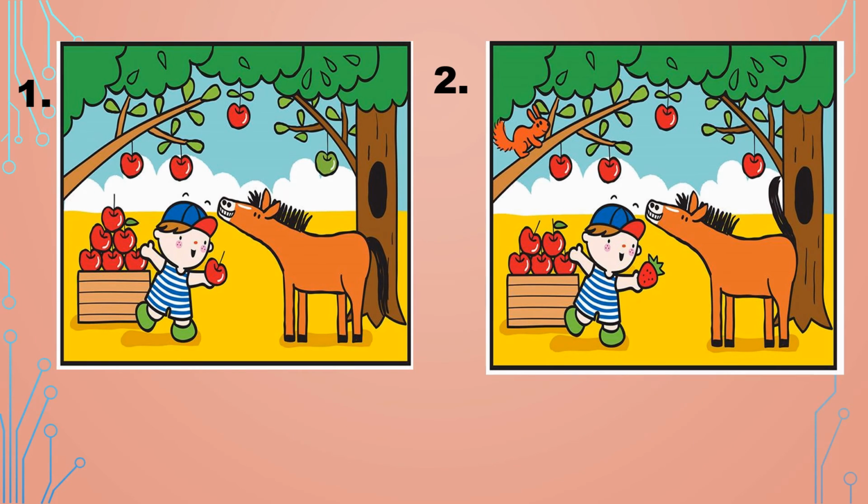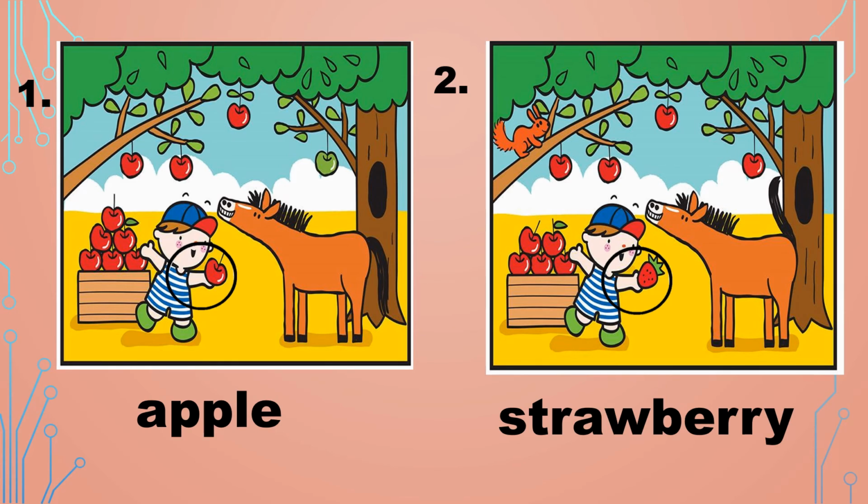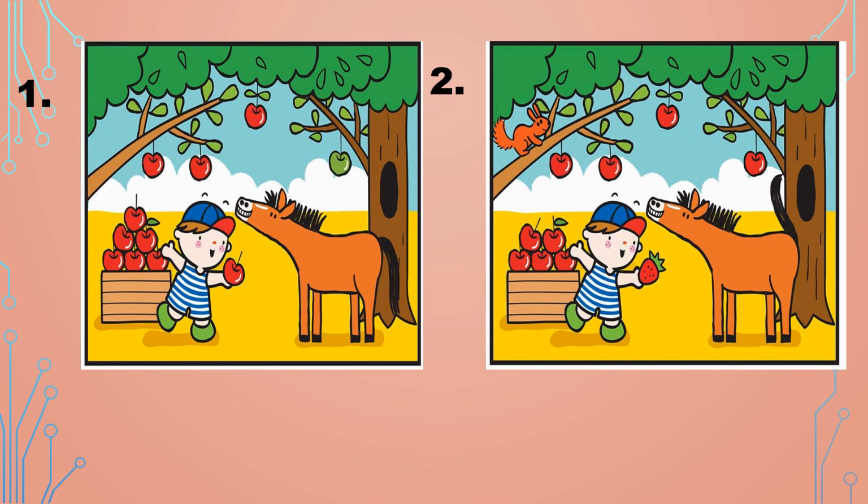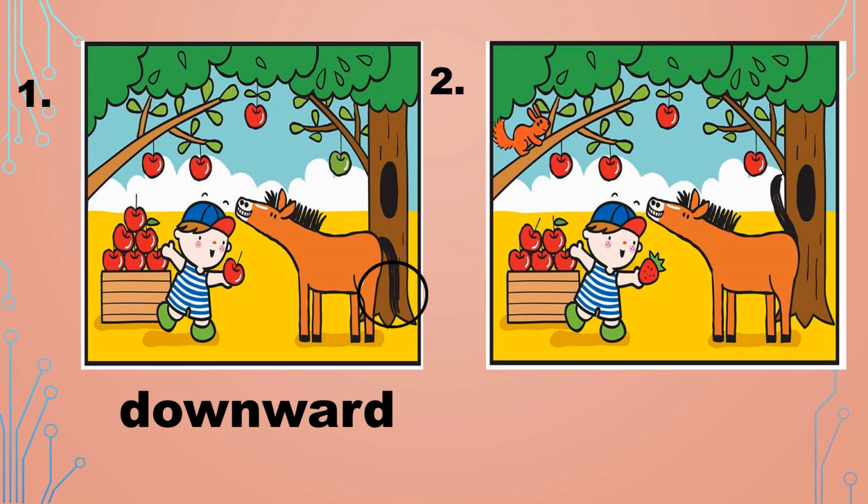Now student, look at the boy in both the picture. In first picture you can see a boy is giving an apple to a donkey, whereas in second picture you can see a boy is giving a strawberry to a donkey. Now student, look at the donkey in both the picture. If you observe the tail of the donkey in both the picture, in first picture you can see the tail of the donkey is downward, whereas in second picture you can see the tail of the donkey is upward.